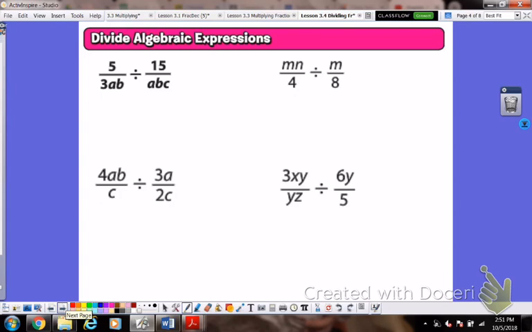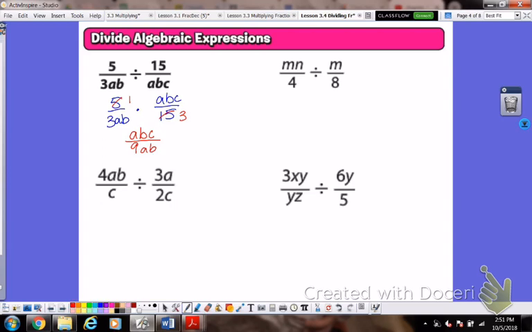Okay, now that we've worked with how to change a division problem into a multiplication problem, we're going to start working with some variables. Same idea. Keep our first fraction, change it to multiplication by taking the reciprocal, so ABC over 15. Now I'm just going to look at my numbers at this point. I see a 5 and a 15. So 5, 15, both divisible by 5. Now if I multiply straight across, 1 times ABC is just ABC over 3 times 3 is 9, AB.